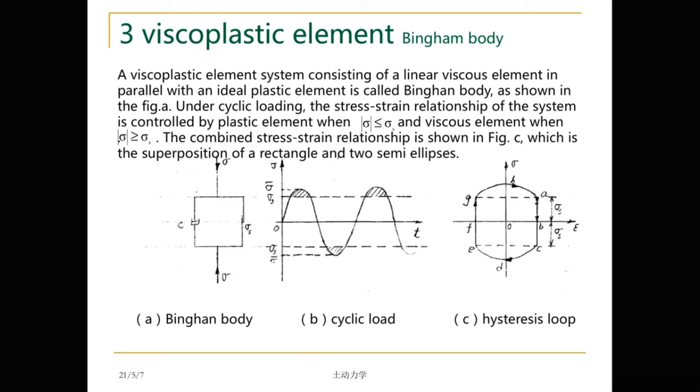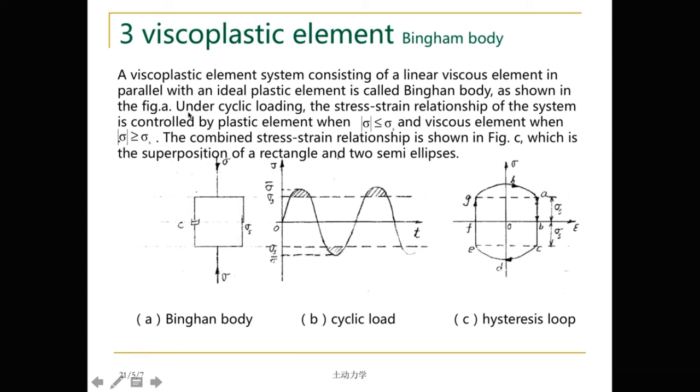Now let's move to another system. We call it a viscoplastic element or Bingham body. A viscoplastic element system consists of a linear viscous element in parallel with an ideal plastic element, the Coulomb body. This is called the Bingham body. I show it in the figure here.